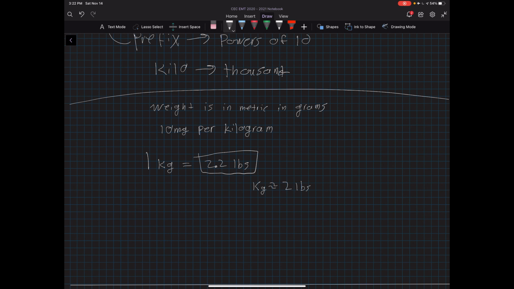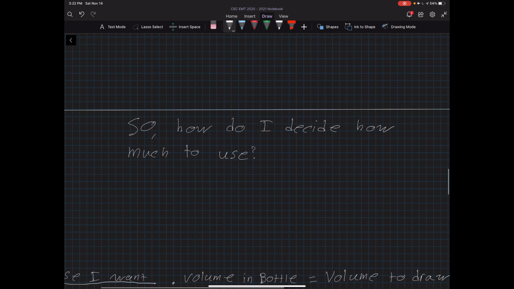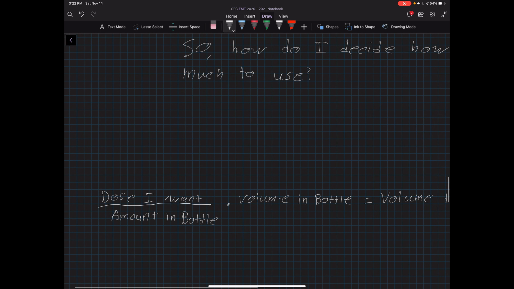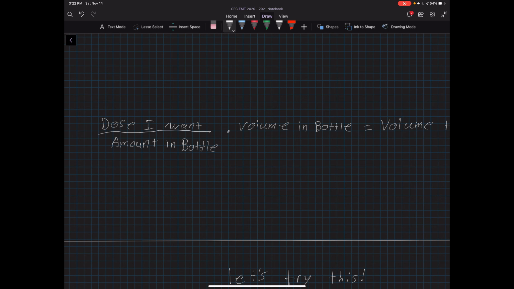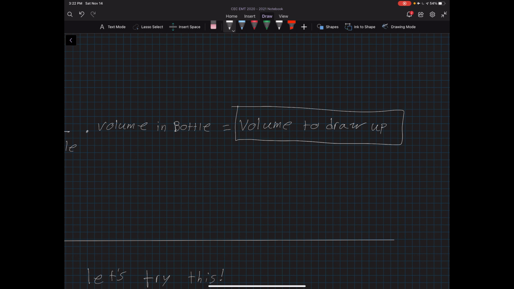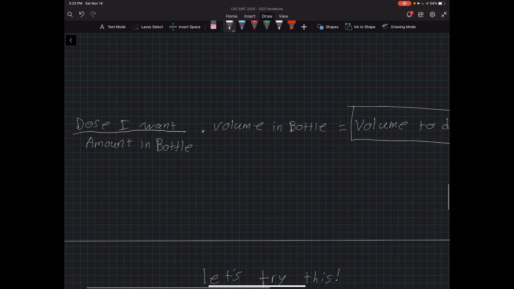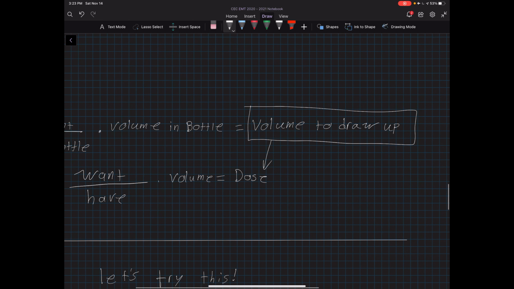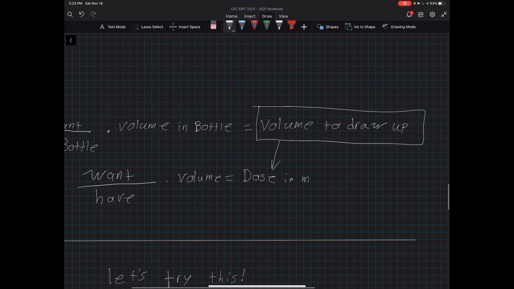All right, so with that information under our belt, how do we know how much to use? Well, it's very simple. The formula that you use is the dose you want over the amount in your bottle times the volume of your bottle or vial. And this gives you the volume that you're going to draw up. Okay? So the way that you'll see me write this is want over have times volume equals, and we'll just use a colloquialism, we'll say dose. But knowing that this is the volume that you want to draw up. Right? Dose in milliliters most of the time, or a better way to put this, dose in volume.